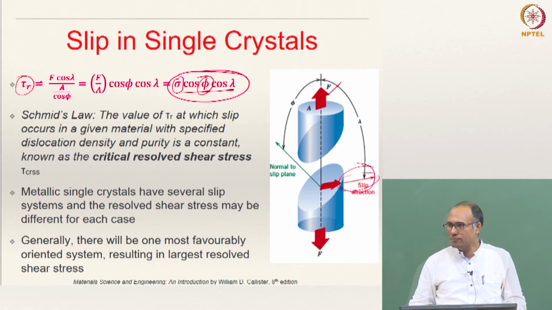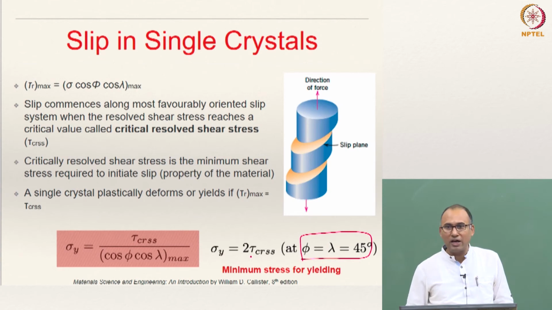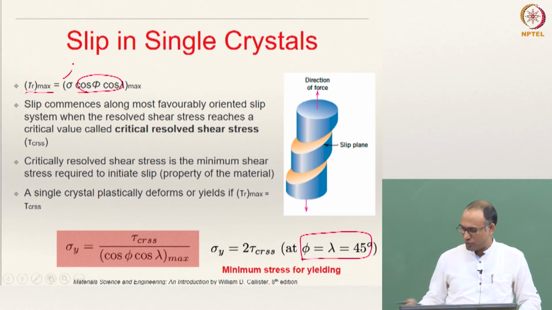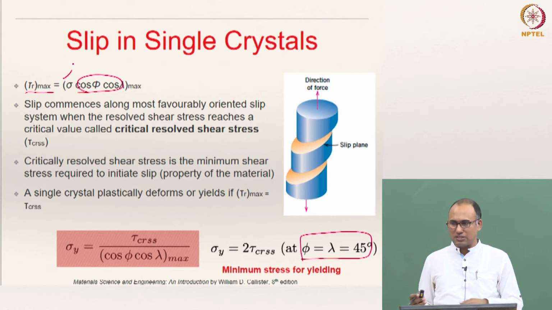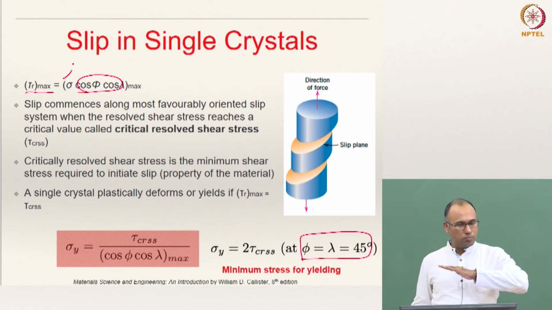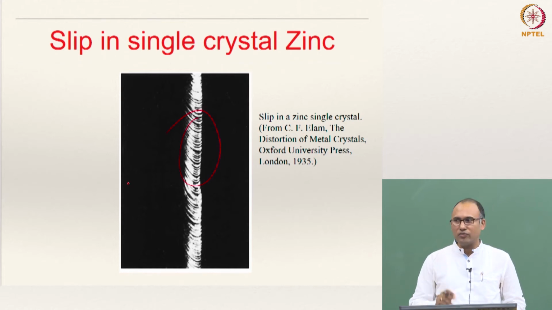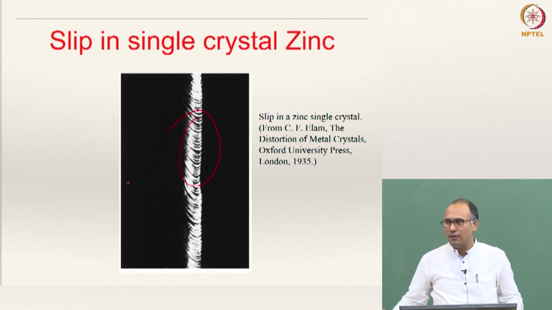Is that clear? You will see that cos phi cos lambda is going to be maximum for phi equal to 45 degrees and lambda equal to 45 degrees, and then you will have your maximum resolved shear stress for a given sigma, and that is typical. That is the reason why, if you see the slip bands, they are oriented at a 45 degree plane to the loading direction, and the loading direction is uniaxial. Alright.